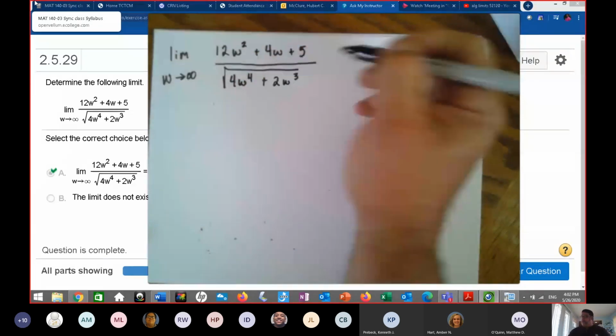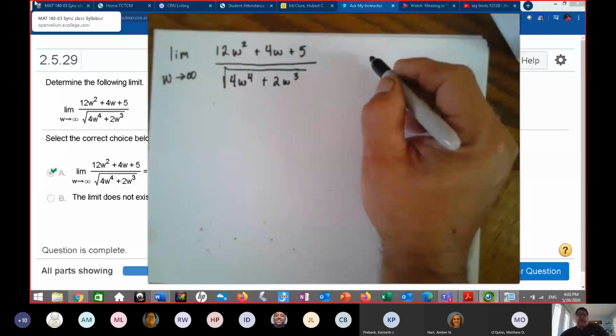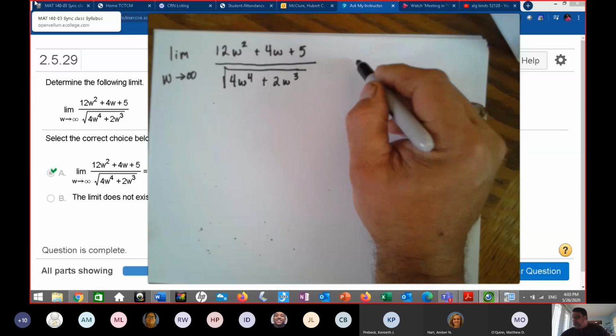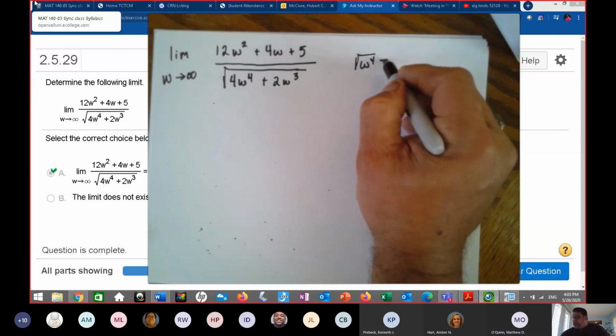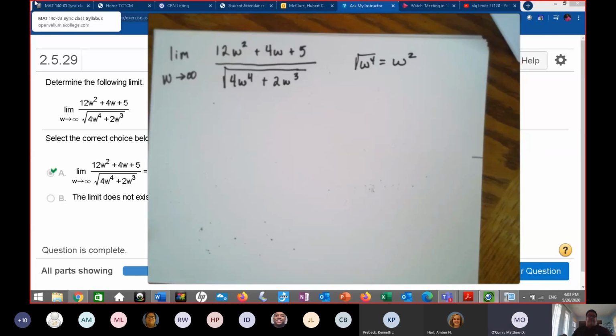Now, what is the highest thing to divide by? Well, first of all, you can't go by the radical. You have to take the square root of that W to the fourth. So if you think about that W to the fourth being squared, take the square root of it, what's the highest degree of the numerator and denominator? W squared. So I'm going to write square root of W to the fourth is equal to W squared. So I'm going to divide the top by W squared, and I'm going to divide the bottom by W to the fourth. And it's going to look like this.